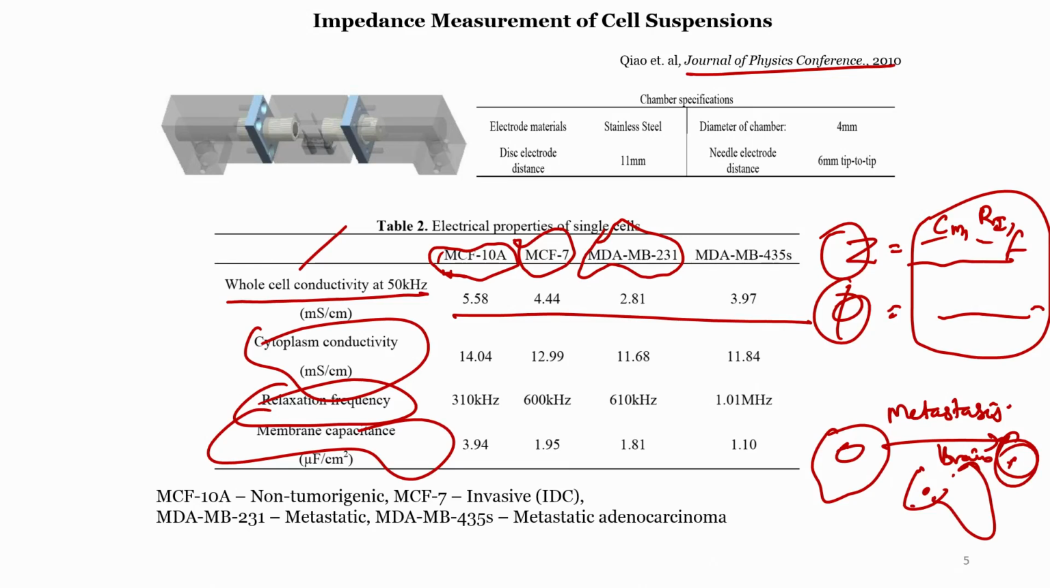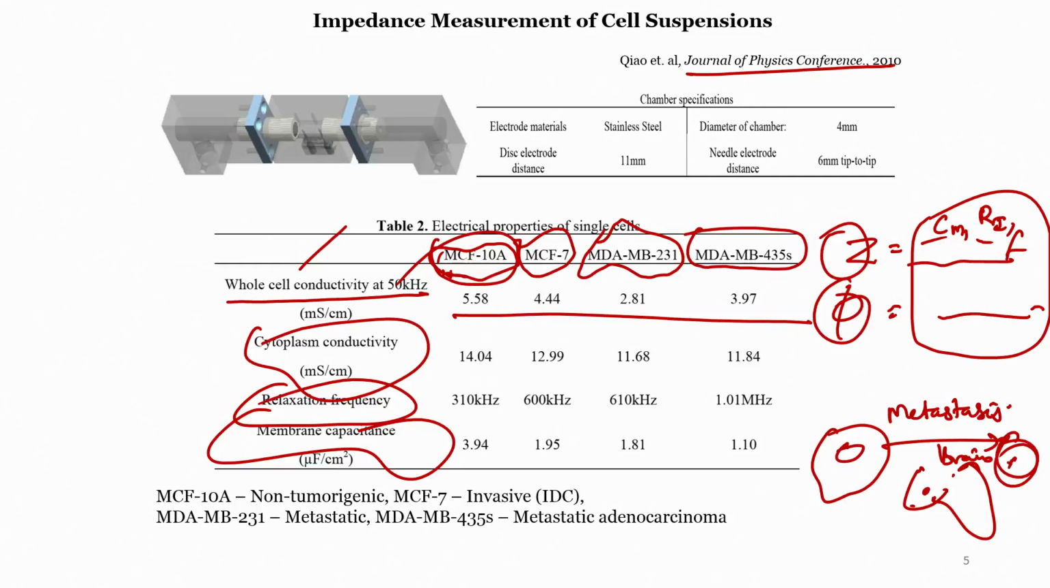So MDMB231 and MDMB435 are metastatic cancer cell lines, so that we can study the metastatic properties of the cells. MCF10A is a normal cell line, so that we can study the properties of normal cells, and MCF7 is an invasive cell line, but not really metastatic, so we can study how invasive cancers behave.